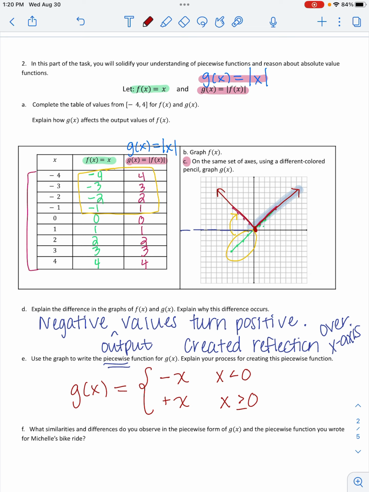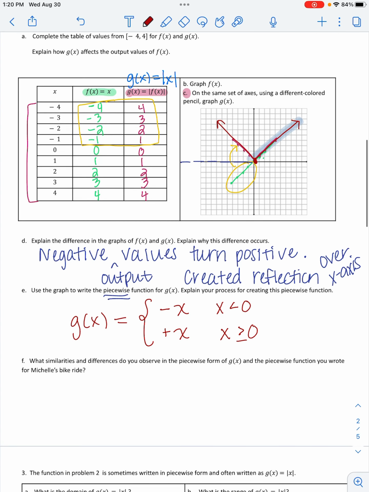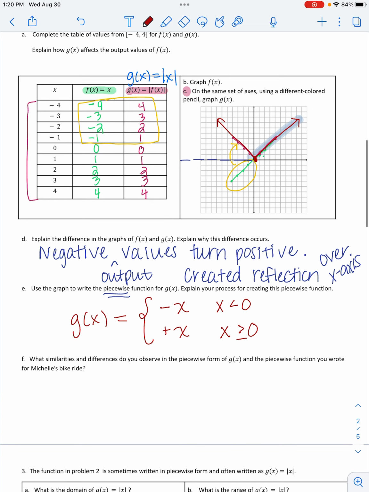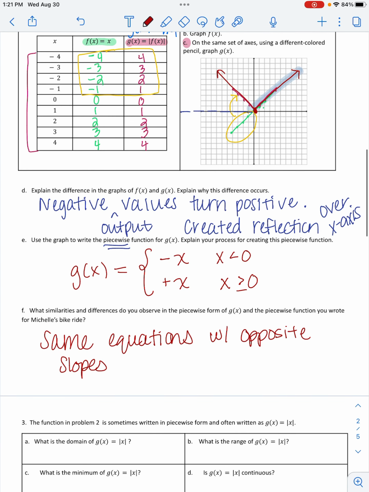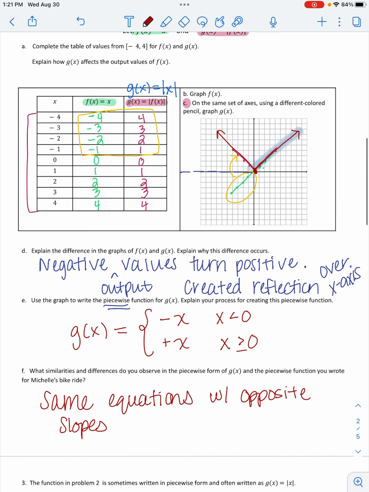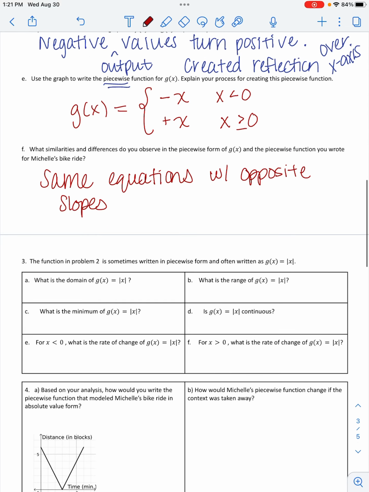Okay, so anytime we have an absolute value, we can now split it up where our turning point exists into two pieces in a piecewise function. Okay, so they do end up becoming the same equations with opposite slopes. Okay, so what we just created is actually the parent function of an absolute value.